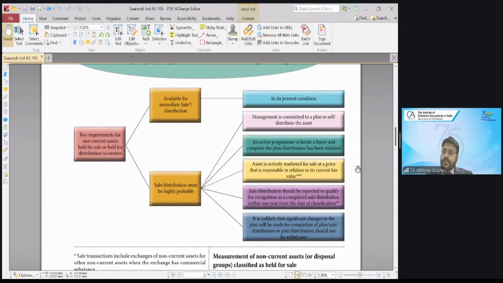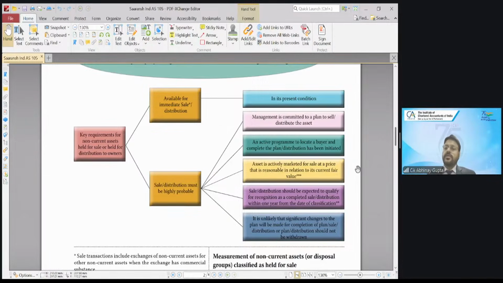Then the sale or distribution should be expected to qualify for recognition as a completed sale or distribution within 1 year from the date of classification. Now, although this is not a very strict condition that it has to be within 365 days, it might be 1 month plus minus or 2 months plus minus, but it should reasonably be concluded within 1 year from the date of such classification or from the date such decision is made by the management, right? So that's the expectation, because we cannot hold on to anything for such a long period, simply waiting for something to happen while it is not happening and years are just passing by, right?